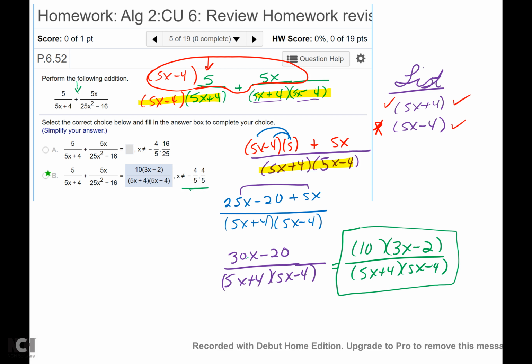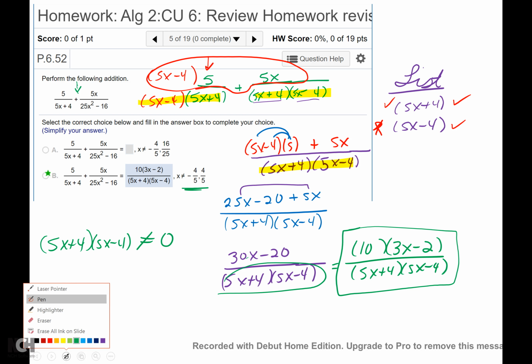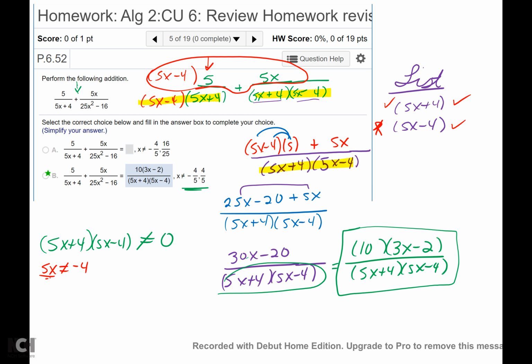And then to get what my x can't be, I say, Mr. Denominator, 5x plus 4 times 5x minus 4, you may never equal 0. So if I do the math on each one, this one I would subtract 4. 5x can never equal negative 4, divide by 5. X can never equal negative 4/5. Solve this one, add 4, so 5x can never equal 4, divide by 5. X can never equal positive 4/5, which is how they got that. Okay?